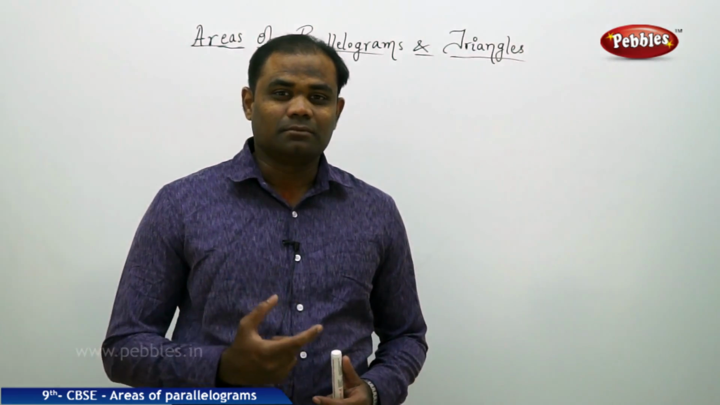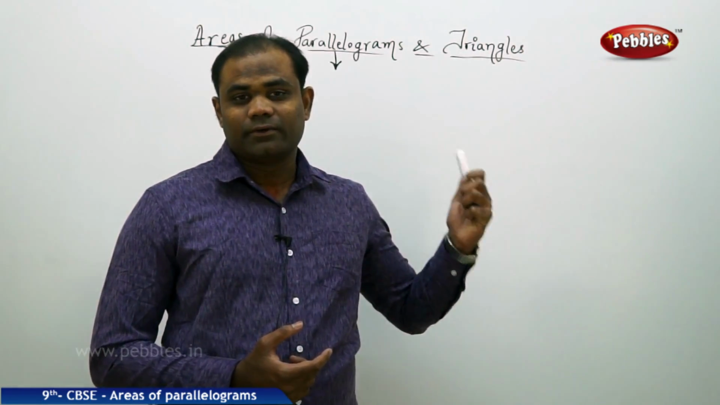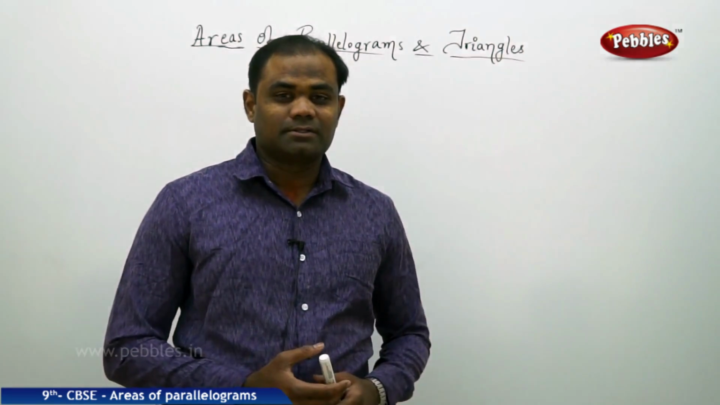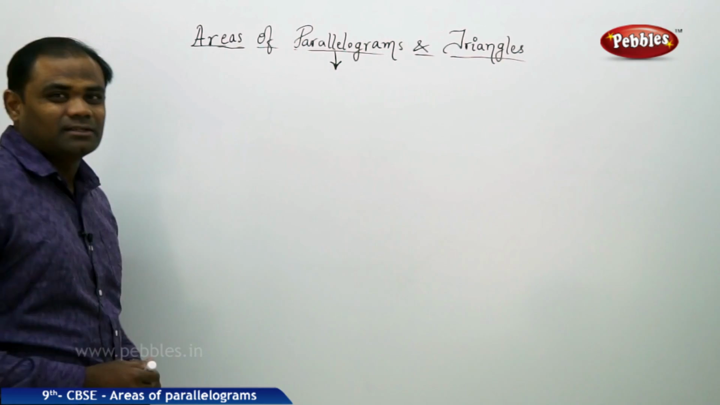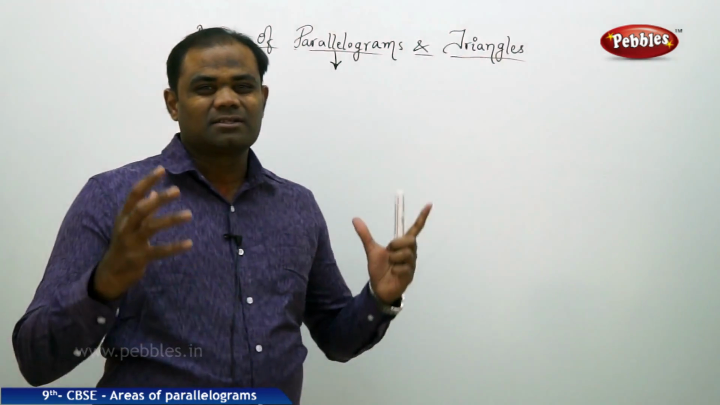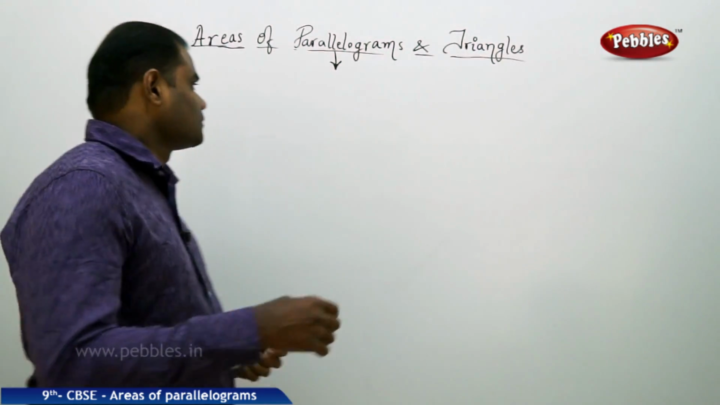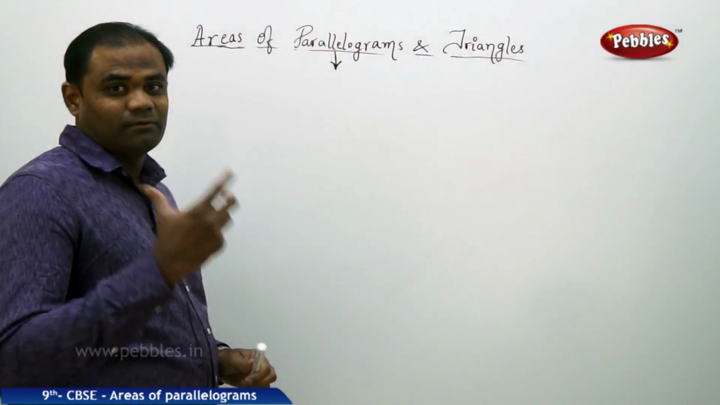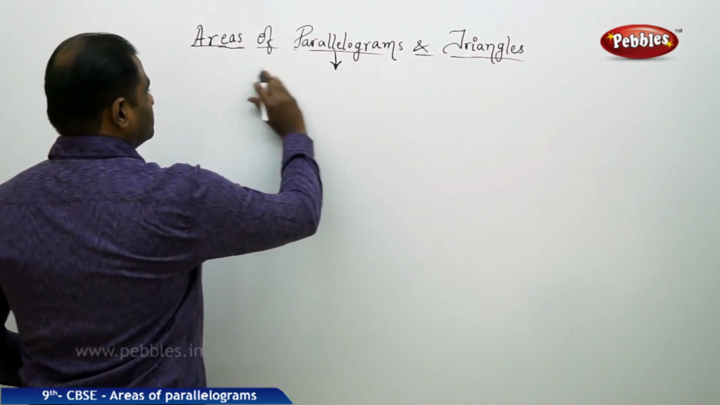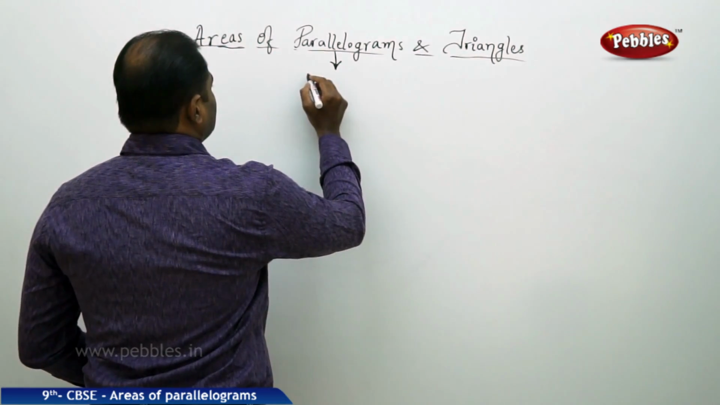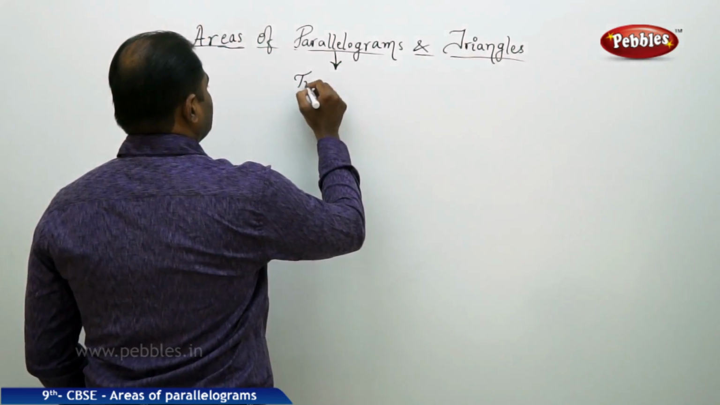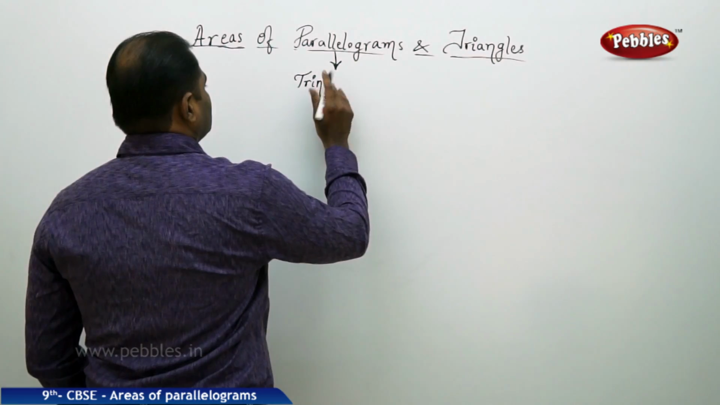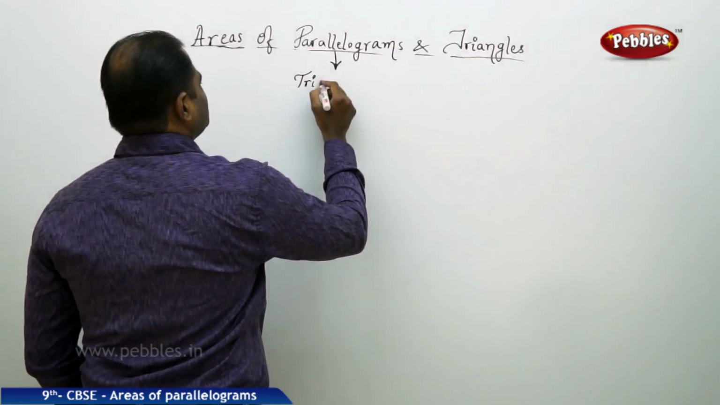The same theorem is now investigated for triangles on the same base and between the parallel lines. Let's investigate the property for triangles. Before we do that, let's understand the triangles which lie on the same base. Let's try to just recap what we have learned. Triangles on the same base.